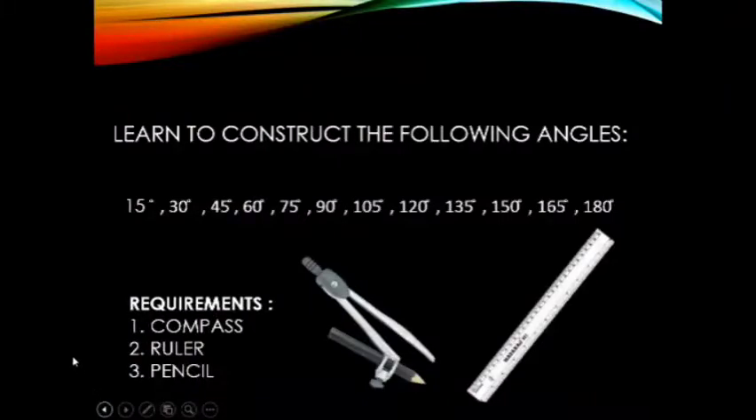So, as I said, we will learn to construct the following angles: 15 degree, 30 degree, 45 degree, 60 degree, 75 degree, 90 degree, 105, 120, 135, 150, 165 and 180 degree. To construct the following angles, you will require a geometric compass, a ruler and a well-sharpened pencil. Are you all ready to start with the construction of the following angles? Let's get started.